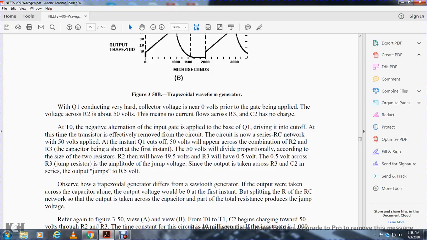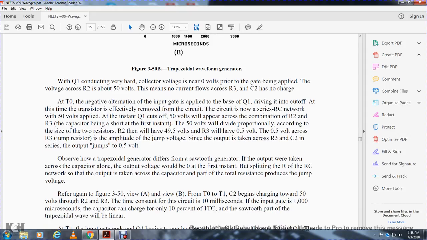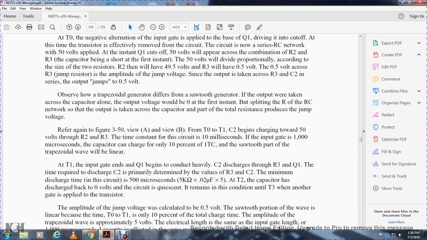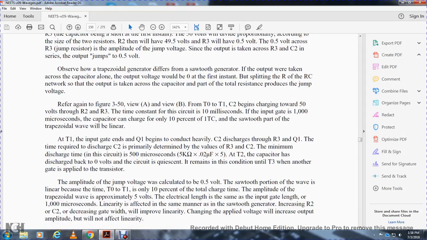The jump voltage appears across resistor 3, and since the output is taken across resistor 3 and capacitor 2 in series, the output jumps to 0.5 volts. Observe that the trapezoidal generator is different from the sawtooth generator, where the output is taken across the capacitor alone. There the output voltage would be 0 volts at first, since the resistance is not in the output, so there is no jump of the voltage.